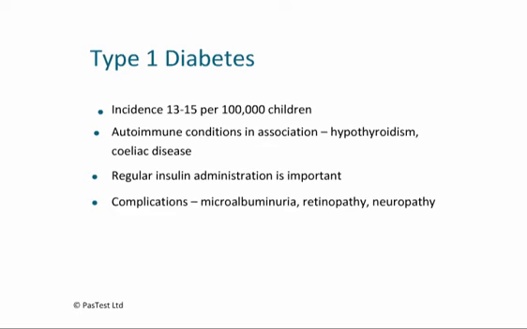The treatment of type 1 diabetes is with insulin, and regular insulin administration is critically important. There are various complications, most notably nephropathy. In the early stages you can get microalbuminuria, retinopathy and neuropathy, which are usually later.